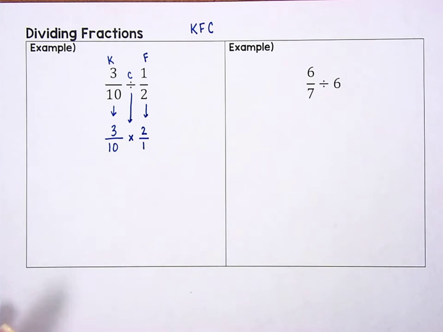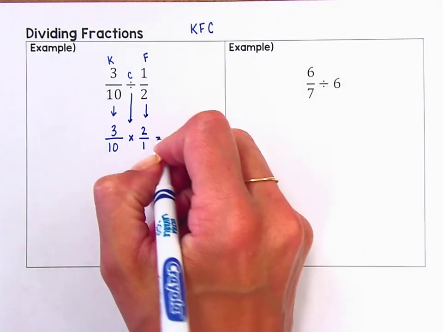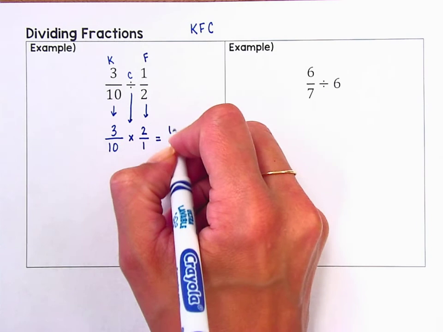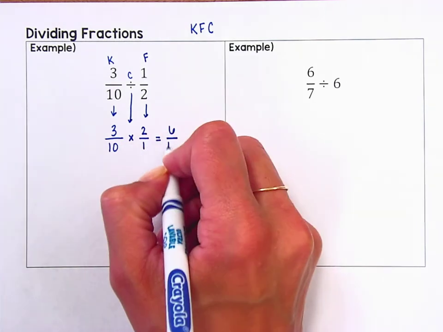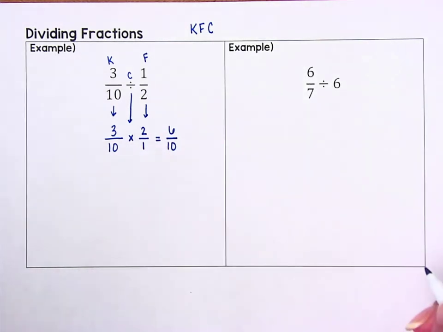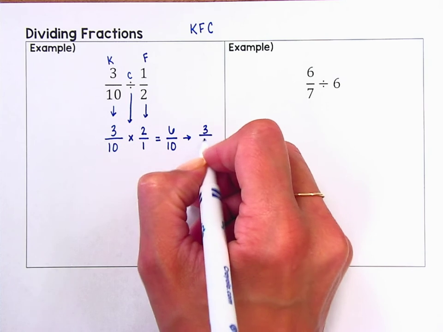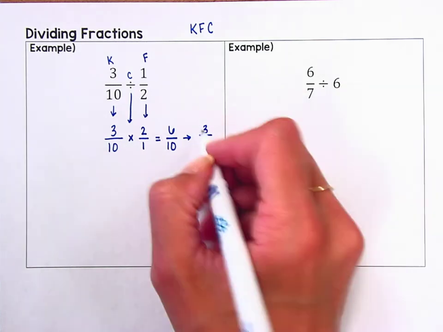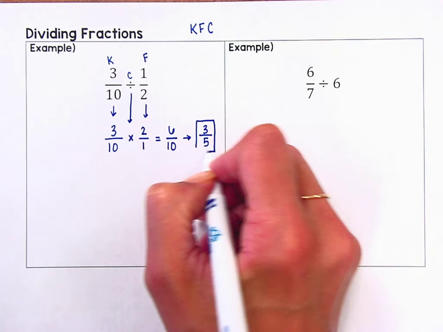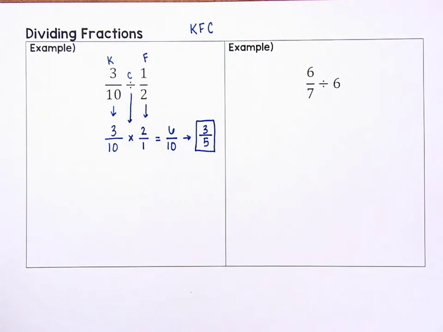Now that we've KFC'd, we can simply multiply our numerators and our denominators just as we would multiply fractions together normally. So 3 times 2 is 6, and 10 times 1 is 10. And because we know 6 and 10 are both divisible by 2, we can simplify to 3/5. So 3/10 divided by 1/2 is 3/5.